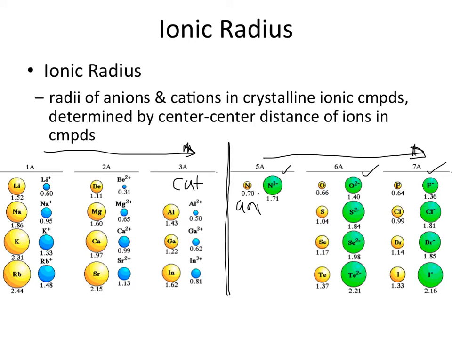From top to bottom, we do see an increase in size. The anions and cations both get larger as you go from top to bottom. So they generally follow the same trend as the atomic radii that we just discussed. However, you have to pay attention to this break in the cation side and the anion side.